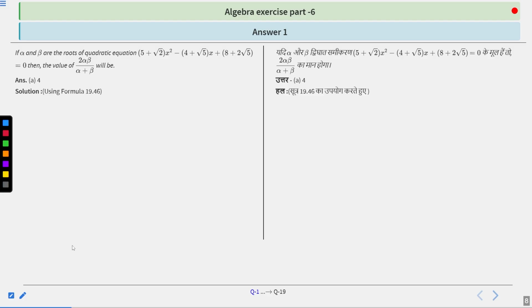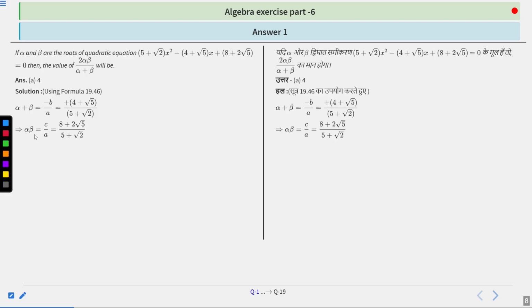Then solution using formula 19.46. We are going to use formula 19.46 to solve this question. Alpha plus beta is equal to minus b upon a. From the equation, b is minus (4 plus root 5). So minus into minus is plus, 4 plus root 5 upon a, which is 5 plus root 2. So 4 plus root 5 upon 5 plus root 2 is the value of alpha plus beta.